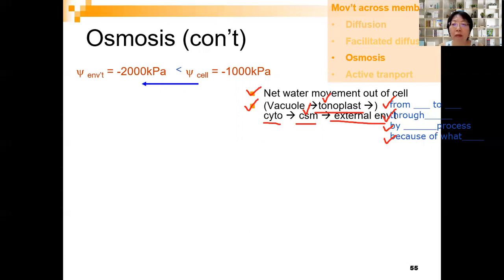Yes, by osmosis, 1 mark, okay? 1 mark by osmosis. So you have to write there. So by osmosis is 1 mark. Can I say by diffusion? I don't like osmosis. I want to put diffusion, can or not?